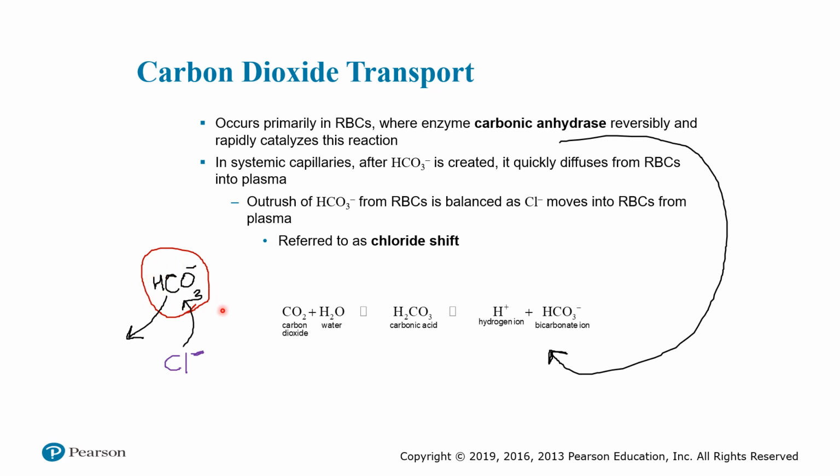So this bicarbonate is not going to travel in the RBC, it is going to travel in the plasma. Once it is made in the RBC, because RBC has this special enzyme, the process is very rapid inside the RBC. This bicarbonate moves outside and chloride moves inside. This is known as chloride shift. You have to know this.